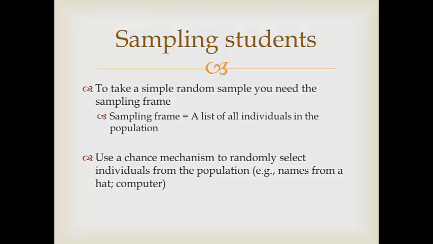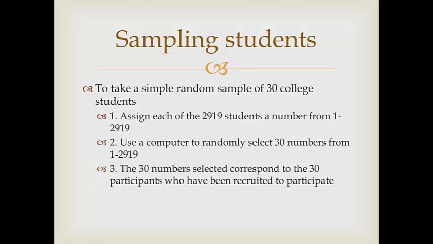To take a simple random sample, you need something called the sampling frame. The sampling frame is a list of all the individuals in the population. You then use a chance mechanism, like a computer or drawing names from a hat, to randomly select individuals from that sampling frame, from the population. Let's take a look at this on a specific example.